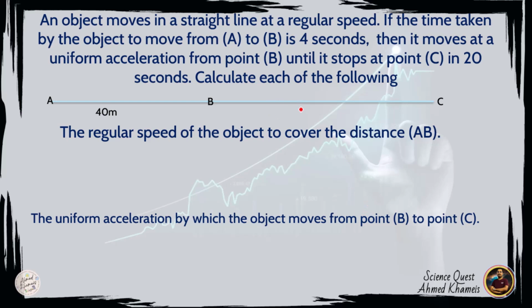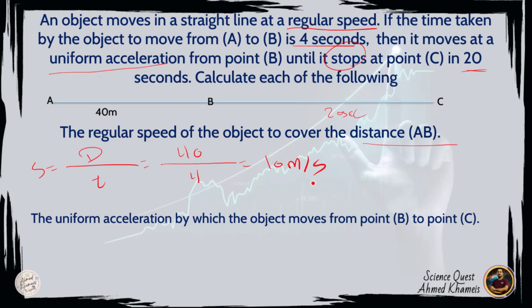An object moves in a straight line at a regular speed. The time taken by the object to move from A to B is 4 seconds, then it moves at a uniform acceleration from B until it stops at C in 20 seconds. Calculate the following. Calculate the regular speed of the object to cover the distance from A to B. Speed equals distance over time. The distance from A to B is 40 meters and it was covered in 4 seconds. So the speed from A to B will equal 10 meters per second.